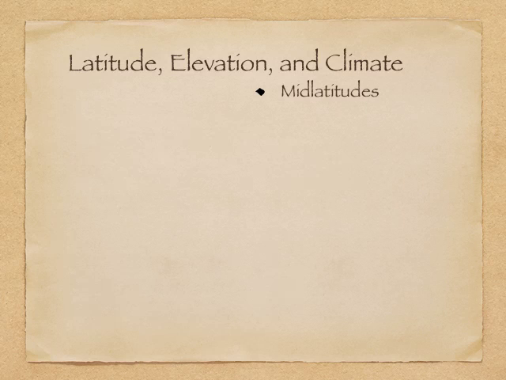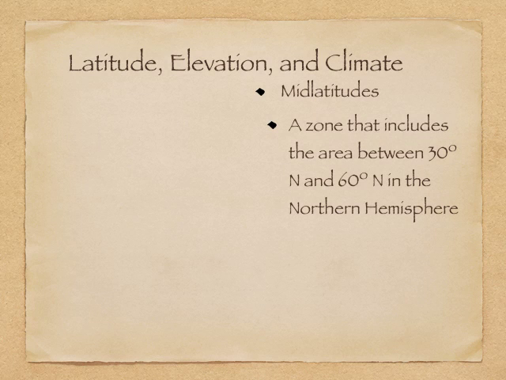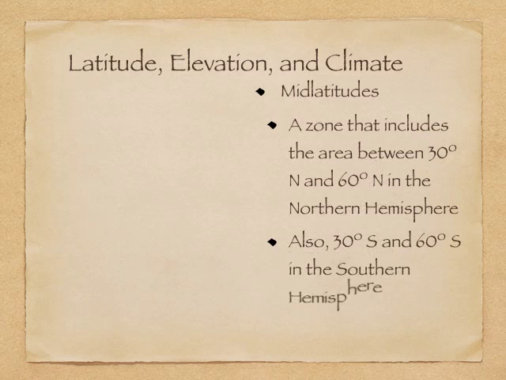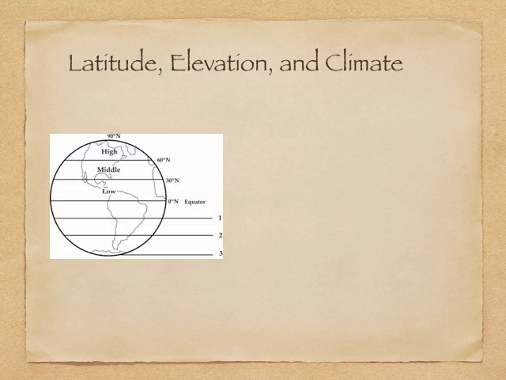And then the mid-latitudes, a zone that includes the area between 30 degrees north and 60 degrees north in the Northern Hemisphere. Also 30 degrees south and 60 degrees south in the Southern Hemisphere. So here's a little diagram if you want to put this as your output to show high, mid, and low latitudes.